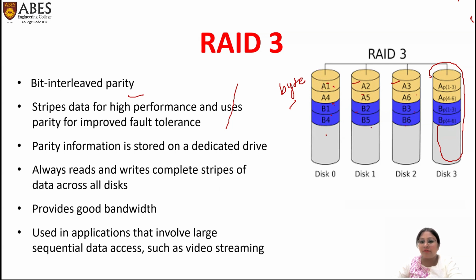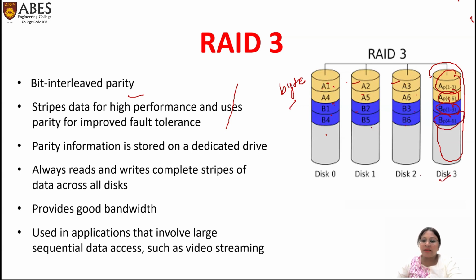All the parity of A1, A2, A3 are stored in the parity disk as AP1 to 3. The parity of 4, 5, 6 is stored in a lower level. B1 to B3 parity is stored in another lower level. B4 to B6 is stored in another lower level of disk 3.